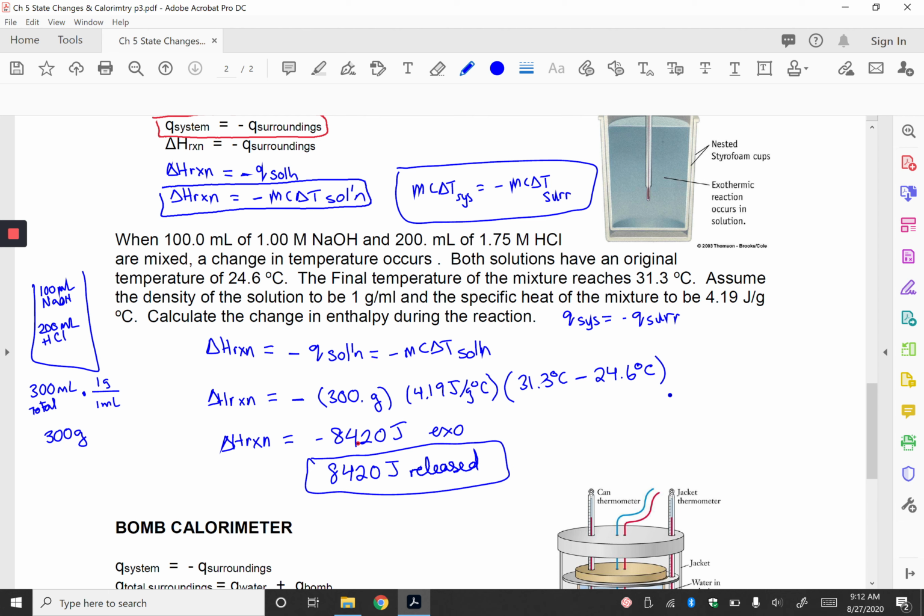I would write it as a positive value and then write either released or absorbed. Now, if you write it as positive without writing released, it's not going to be correct, so be careful. But either answer is totally fine, either with the negative or with the word released.